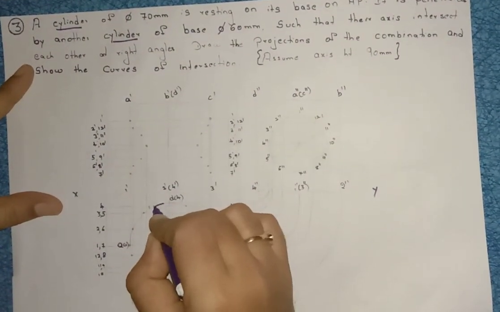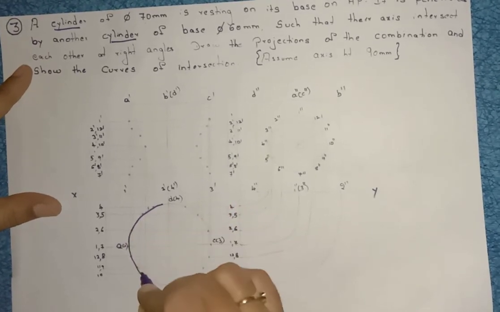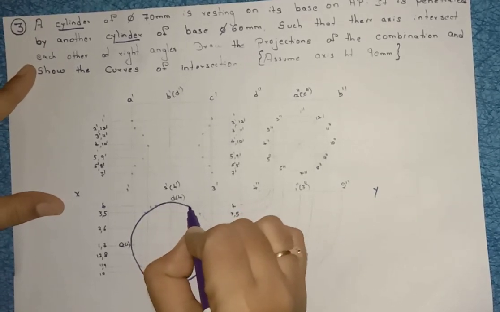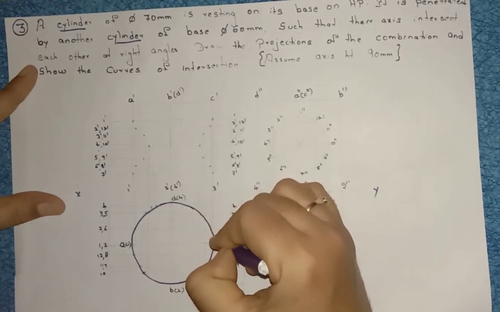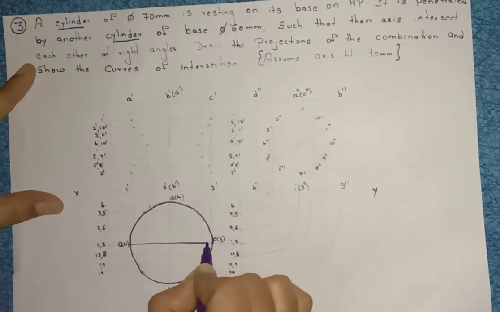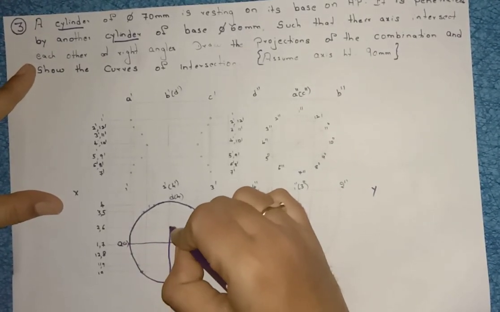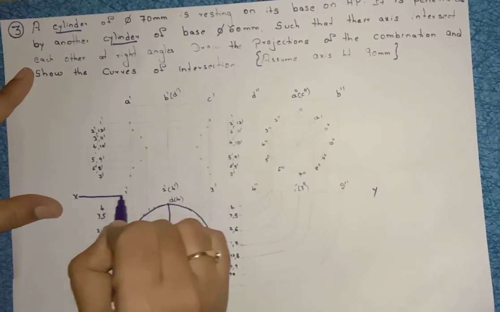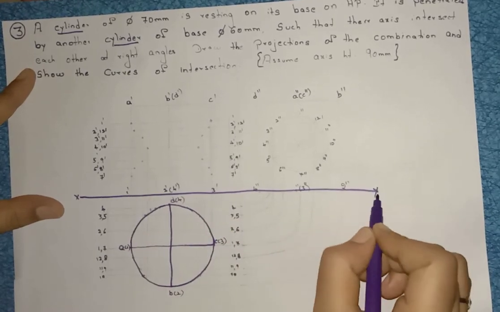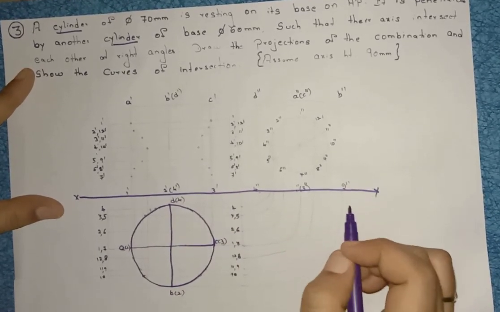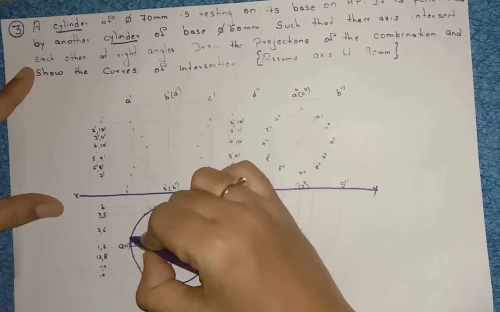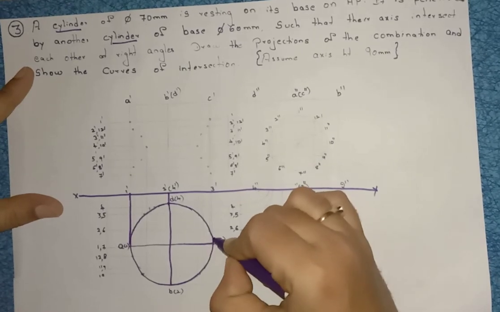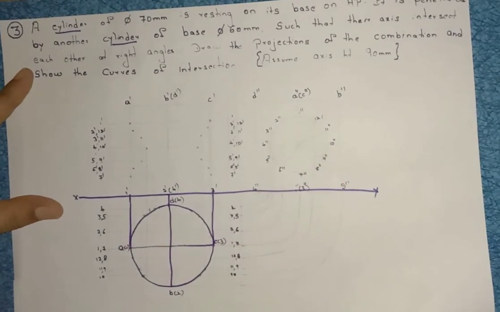So I am drawing the circle, right? I am dividing this circle into 4 equal parts, naming it as A of 1, B of 2, C of 3, D of 4. Okay, leave 5 mm gap, draw the reference line, name it as XY, right? After that, from A project the line, from B and D project the line, from C project the line, right?